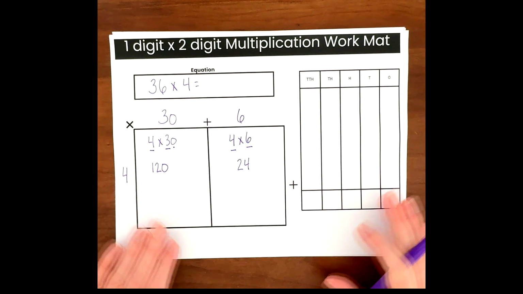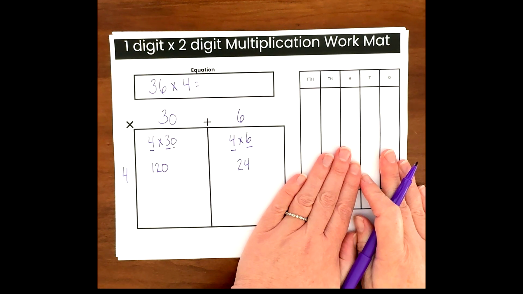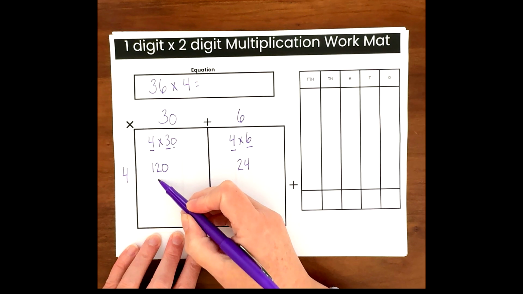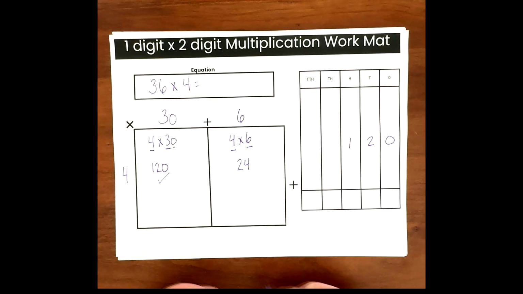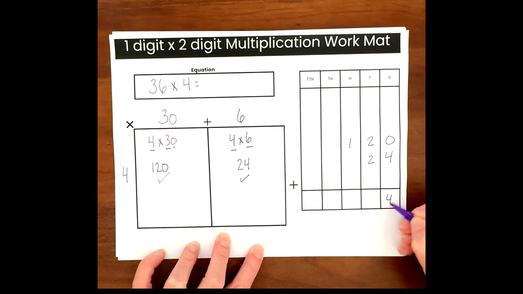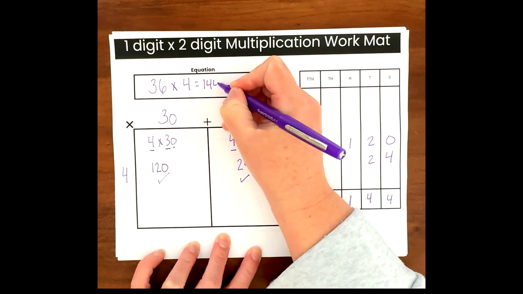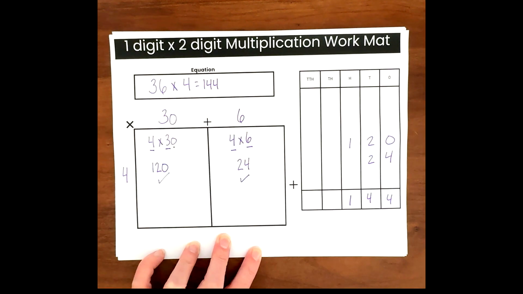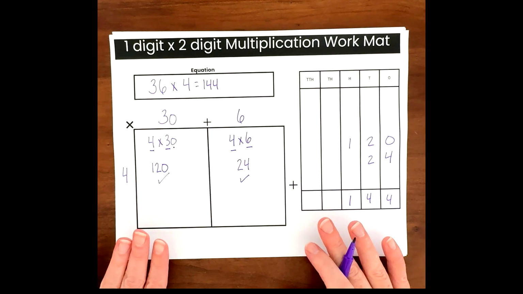Now, once we have our partial products, that is where we move them over to our place value mat. So I'm going to take 120, check, move it over here. I did make it pretty large because obviously as we multiply larger numbers, we're going to have more partial products to add. Then I'm going to move my 24 over, and then I'm going to go ahead and add. And then I always make them go back and write their product to finish the equation. So that is how I use the area model work mat.